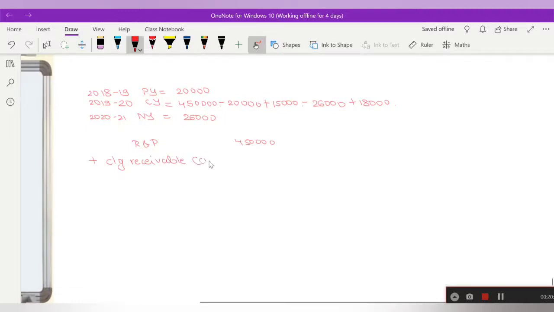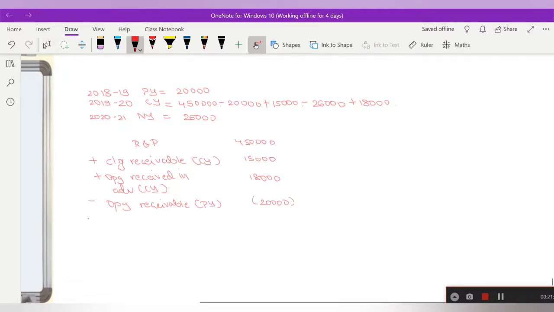That means current year outstanding, it is 15,000, plus opening subscription received in advance. This is also relating to current year, that is why I am adding it. Then comes what? Last one. Then opening receivable, that is received in the current year but pertains to previous year, 20,000.